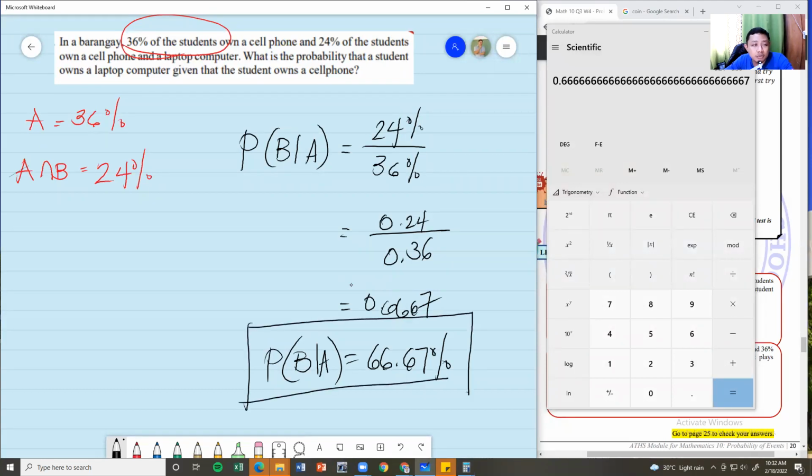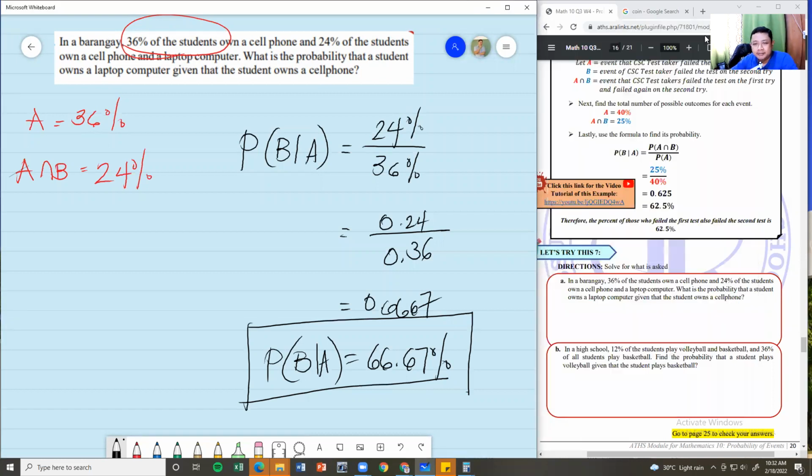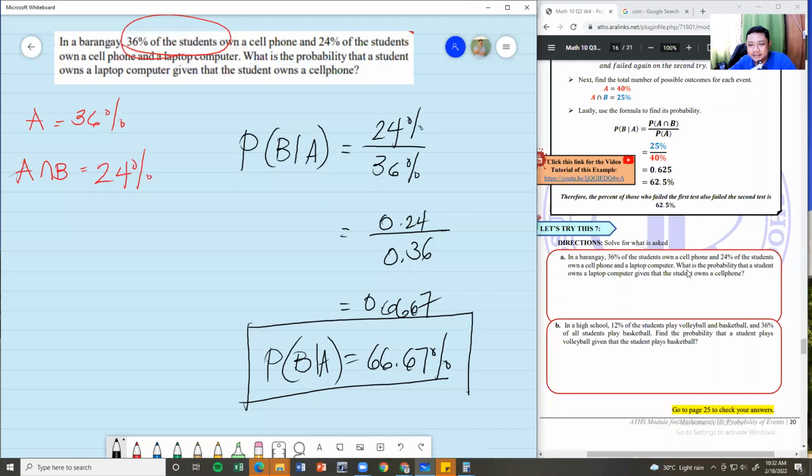66.67% of all the students in that barangay have a cellphone and also have a laptop. Okay? Show my reaction if that's clear. Very good.